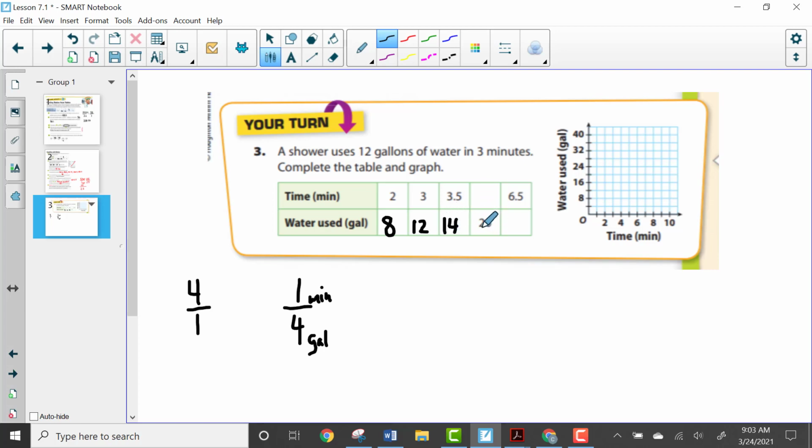Now if you remember from the other one, since we do not have this top number, we just have the amount of gallons that are being used. Instead of multiplying that 20 by 4, we're going to take that 20 and divide it by 4. And we know that's going to give us 5 minutes there, because 20 divided by 4 is 5. Again, 6.5 times 4, that's going to give us 26.